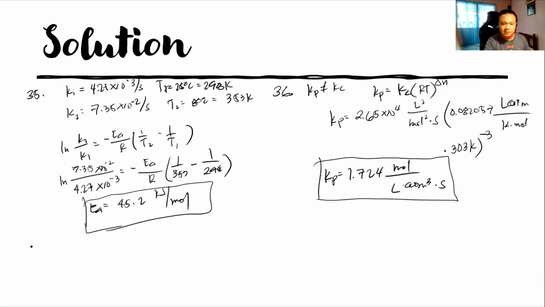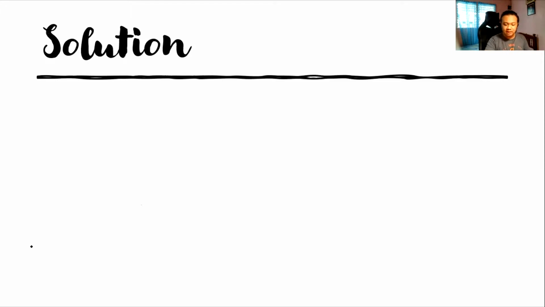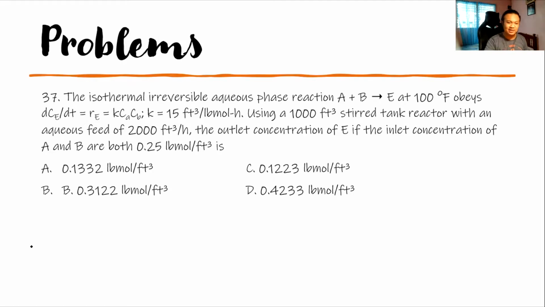Okay, so let's continue to number 37. So number 37, it's a bit long, should I say? But it's manageable, okay? So it's manageable. Number 37, the isothermal irreversible aqueous phase reaction. So we have here the reaction, and then we have the temperature, 100 degrees Fahrenheit, obeys. So we are also given the rate equation, and also the K, and we have the volume of the reactor.